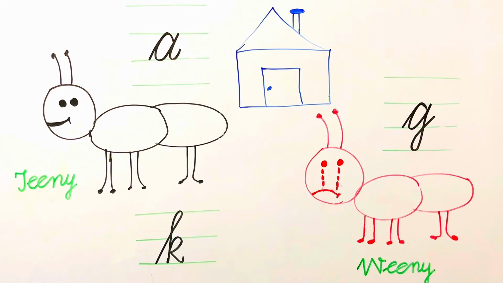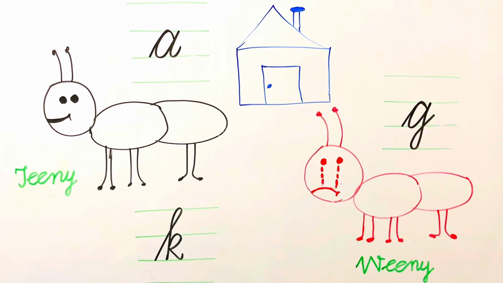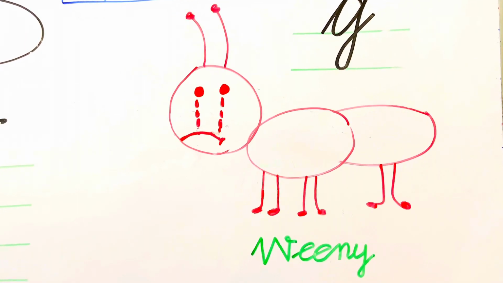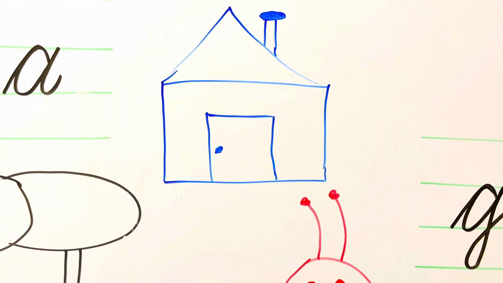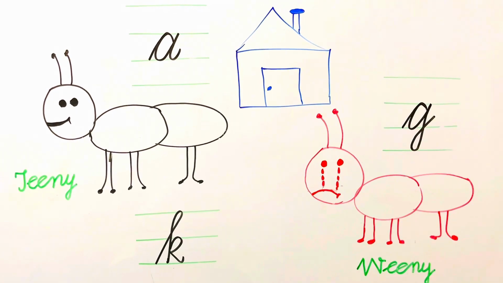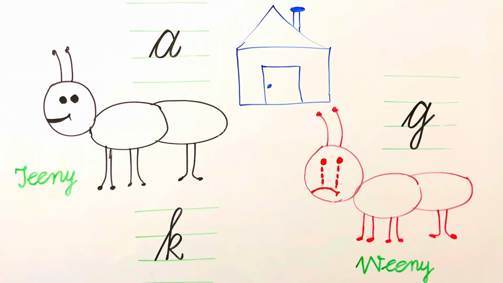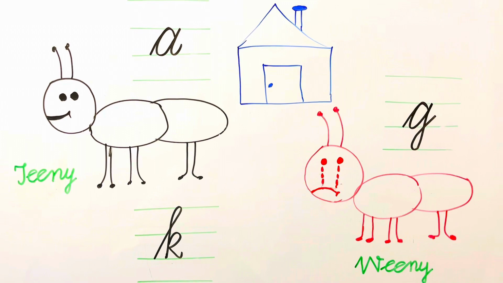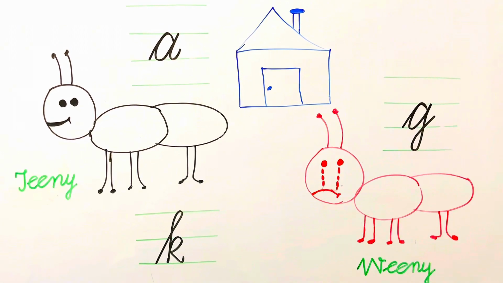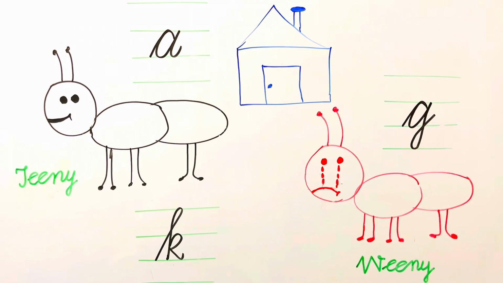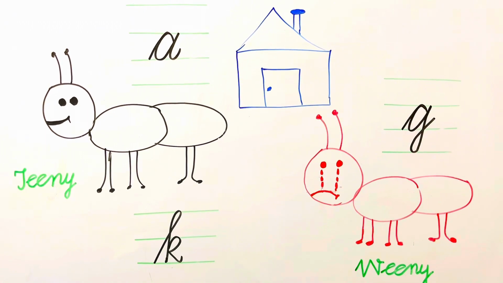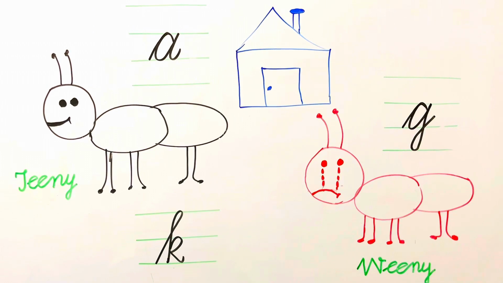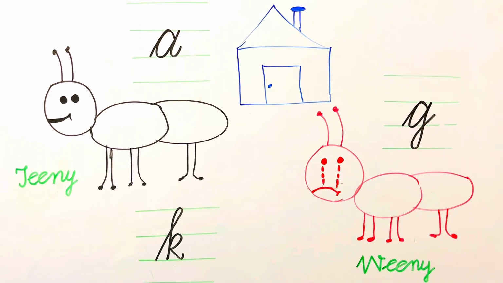Now I will tell you a story of two ants. This is Teeny and this is Weenie. And this is Teeny's hut because Teeny is hardworking. It collects the food itself. On the other hand, Weenie wastes the time. Weenie does not collect any food. Teeny always advised Weenie to not waste the time. But Weenie was so careless.